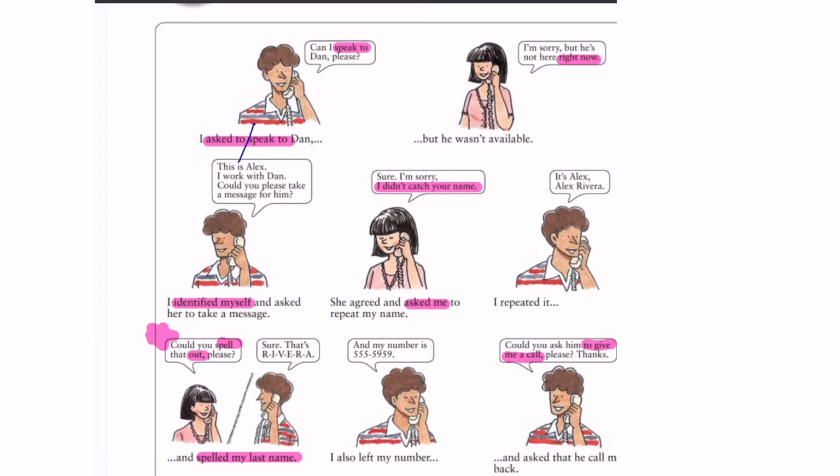Could you spell that out, please? Sure. That's Rivera. I also left my number. And my number is 555-5959. And asked that he call me back. Could you ask him to give me a call, please? Thanks.